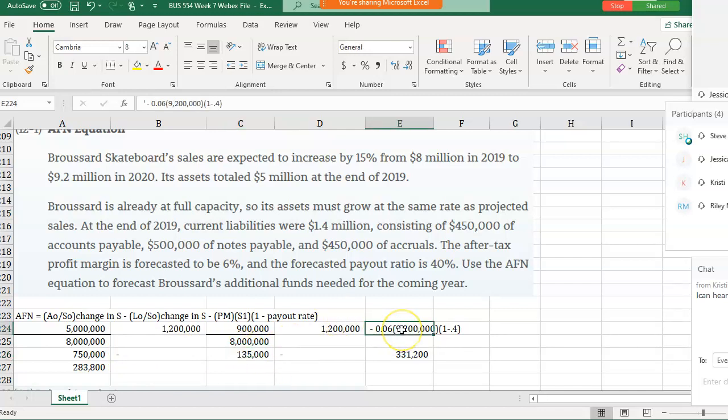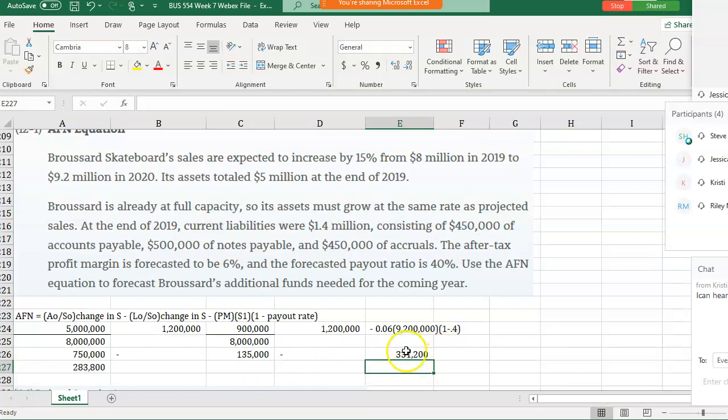And the last piece is what's my net increase to retained earnings, and that is the profit margin of 6% multiplied by next year's sales of 9.2 million multiplied by 1 minus the payout. Basically I'm keeping 60%. I'm retaining 60% of my net income. I'm paying out 40%. And that net increase, I have it all spelled out right here. All the numbers is 331,200.